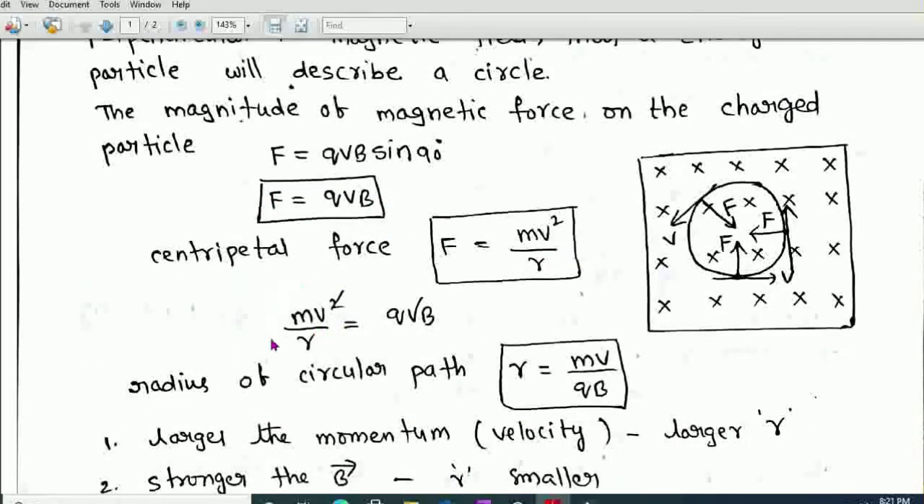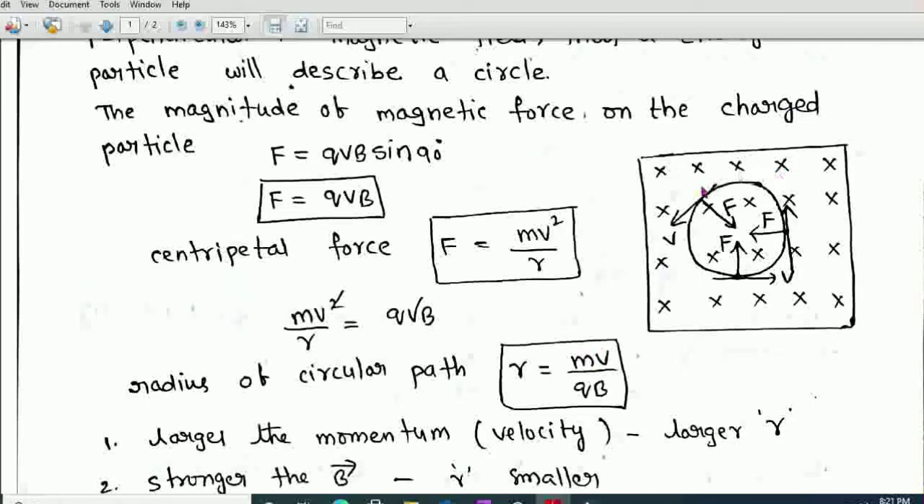So the centripetal force mv squared by R is equal to qvB. Now on both sides v gets cancelled and here we are left with one v. Finally, from this, the radius of the circular path R is equal to mv by qB. This is the radius of the circular path.